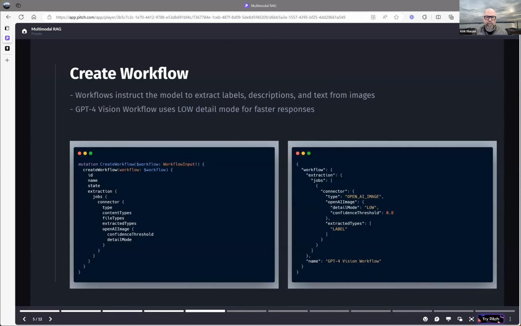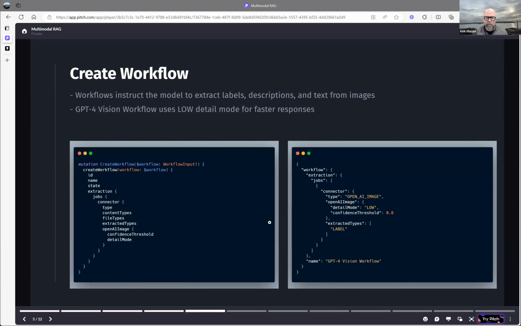And so the way this works in Graphlit, it's a workflow-based approach where you can say, okay, I have data coming in, I assign a workflow which says, how do I process through the different stages? Ingestion, preparation, entity extraction, and enrichment. And here we've basically said, okay, use OpenAI image, use their low detail mode, have a confidence threshold that says, if you see things that are low confidence, ignore them, and extract labels.